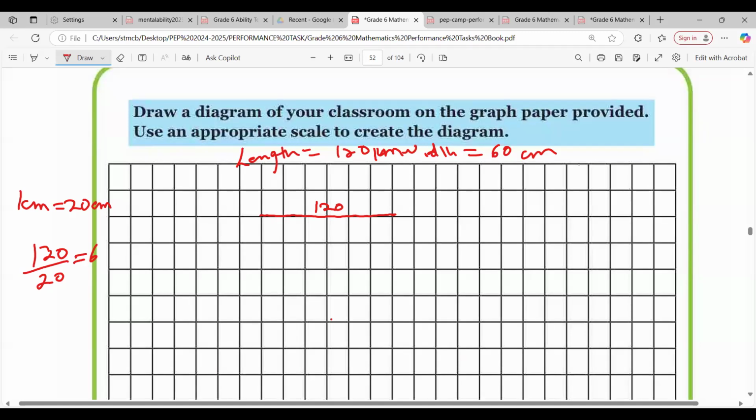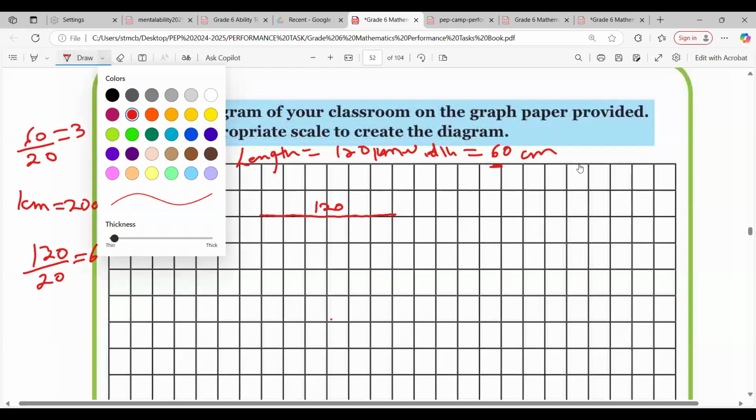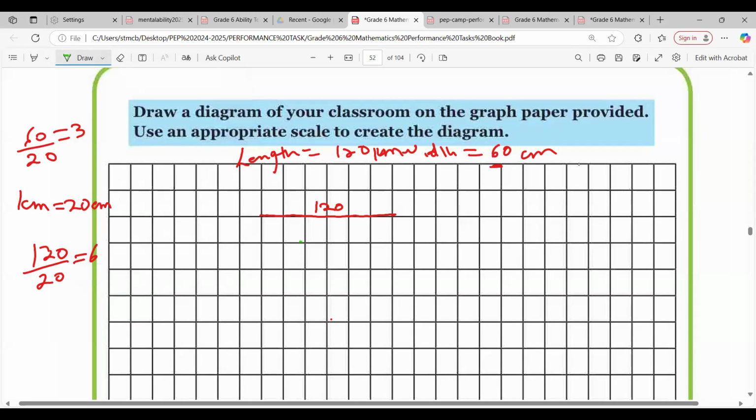What would be the length? Mikael, what would be the length of the width? What would be the measurement of the width? The width would be 60 centimeters divided by 20 centimeters equals 3. So 3 units squared. All right. So 3 units. I'm going to use a different color just for clarity. 1, 2, 3.